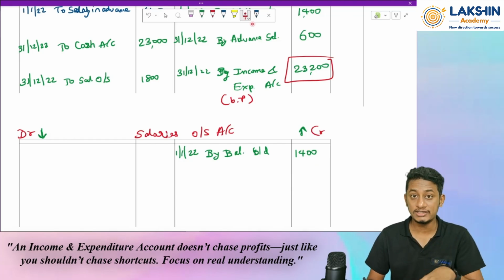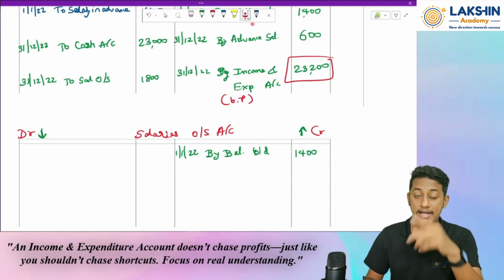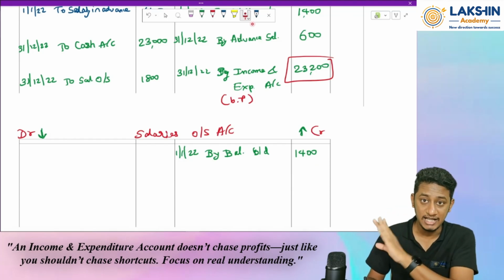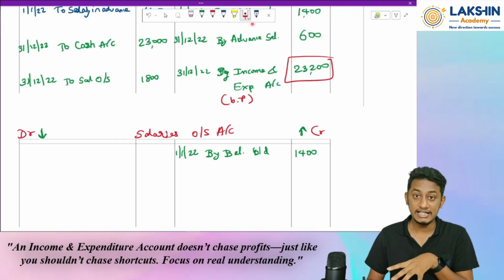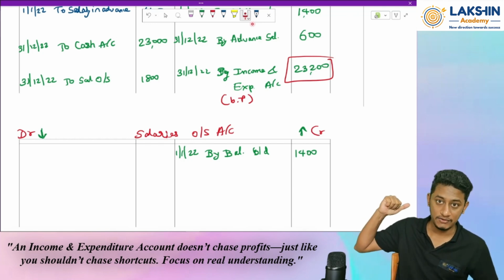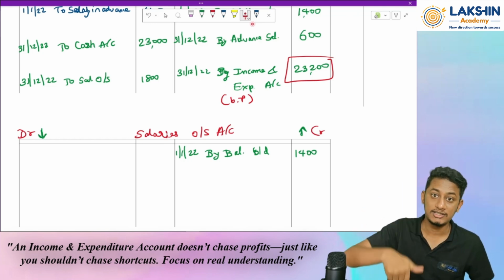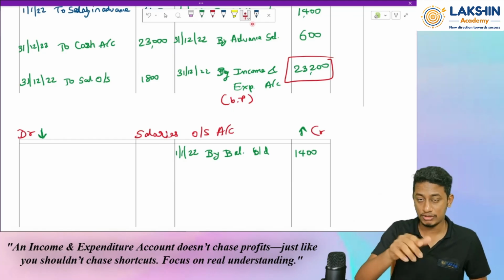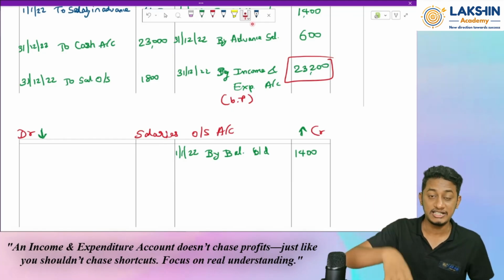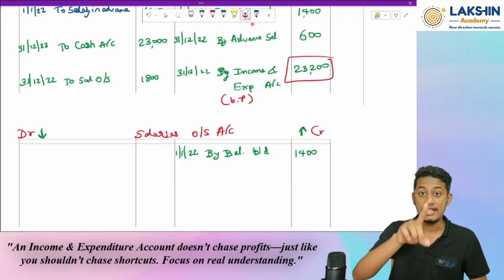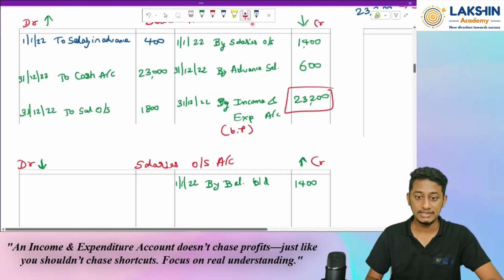Now what will I do with this? I need to cancel it off. How? By adjusting this with the salaries. I need to adjust this with current year salaries, because it was outstanding for the previous financial year, but it is received in this financial year. Now I need to cancel it off. How do I cancel it? By passing the entry as what?